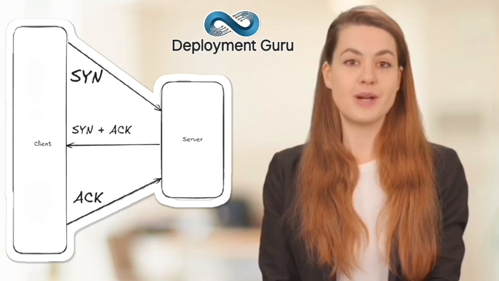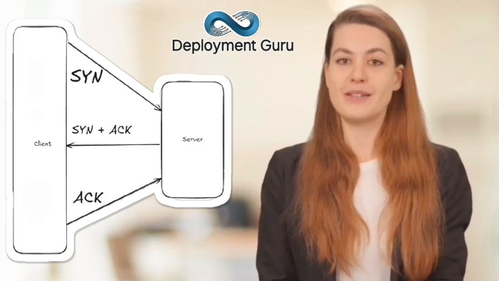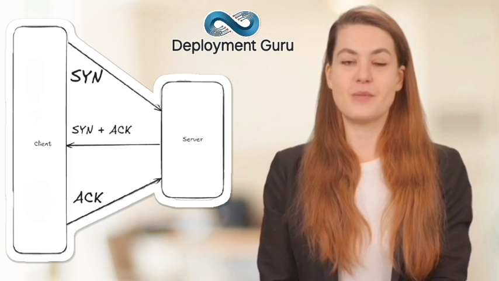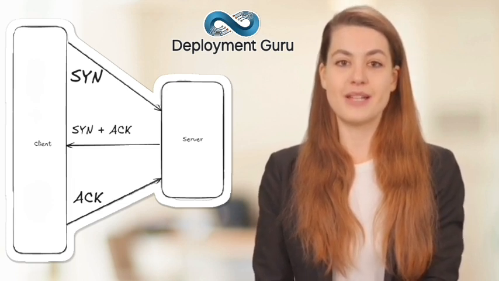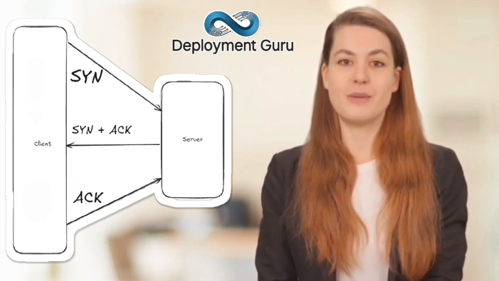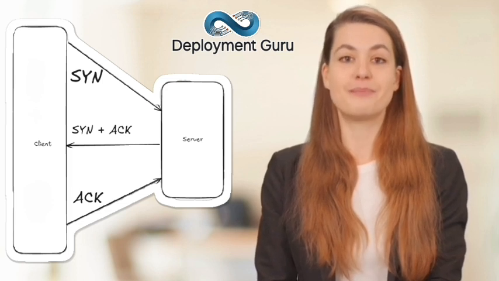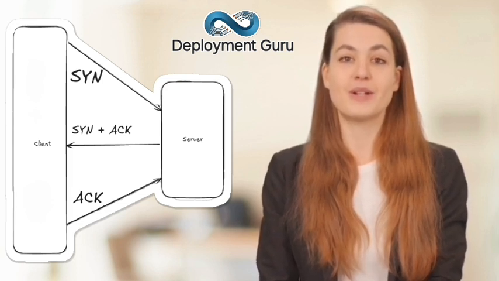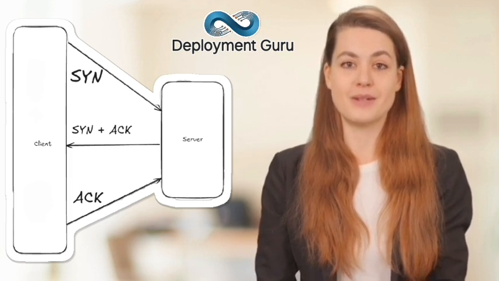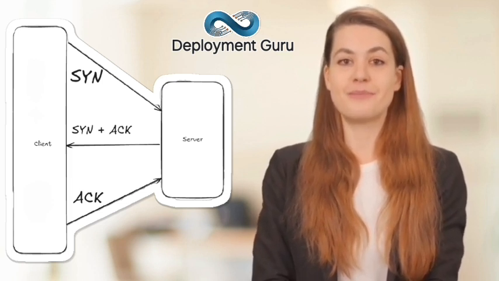Step 2: synchronize acknowledge. Next, the server responds with a synchronize acknowledge packet. This is the server's way of saying, "Sure, I'm ready. Here's my sequence number, and I acknowledge your request." The acknowledge part acknowledges the client's synchronized packet, confirming that the server received it.